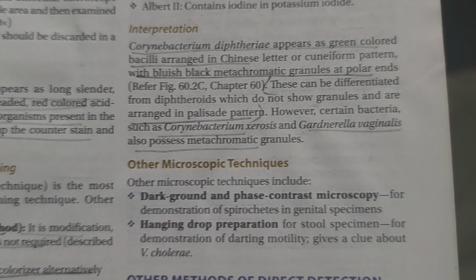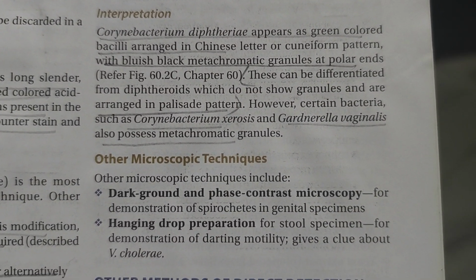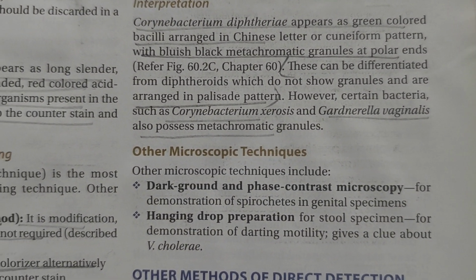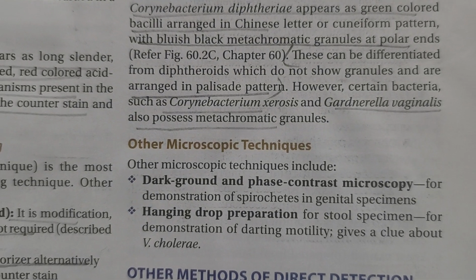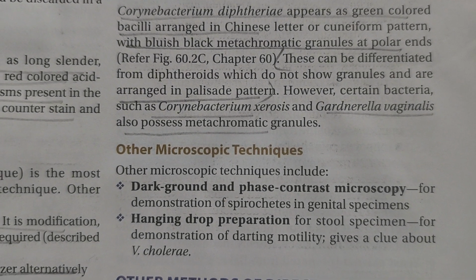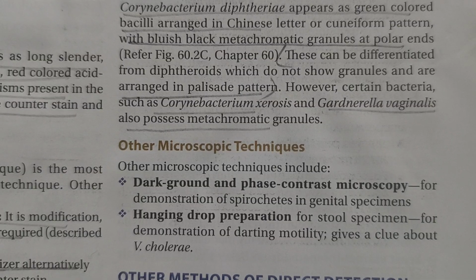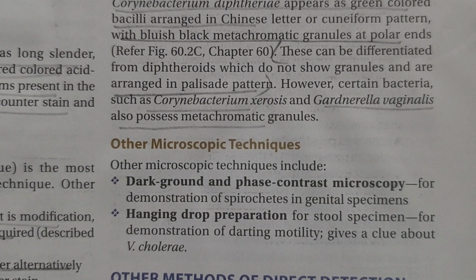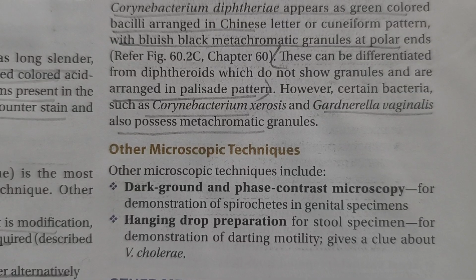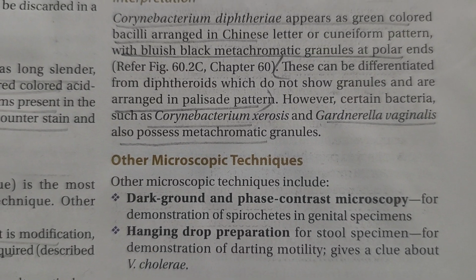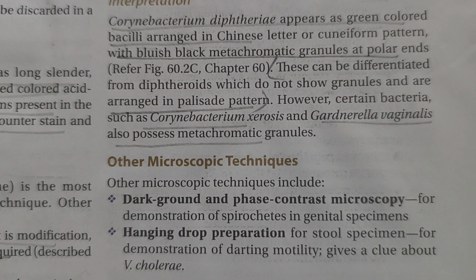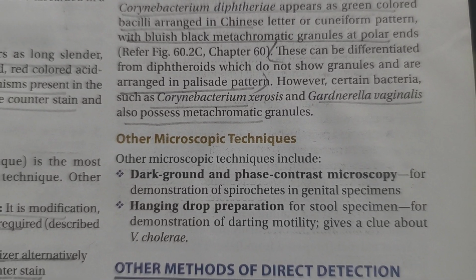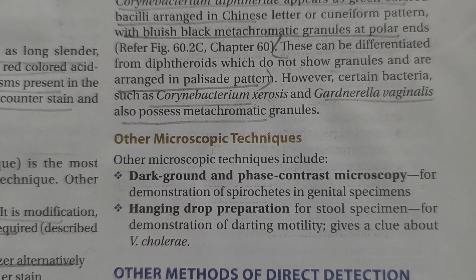Interpretation. Corynebacterium diphtheriae appears as green colored bacilli arranged in Chinese letter or cuneiform patterns with bluish black metachromatic granules at polar ends. So they appear green with their polar ends appearing bluish black.